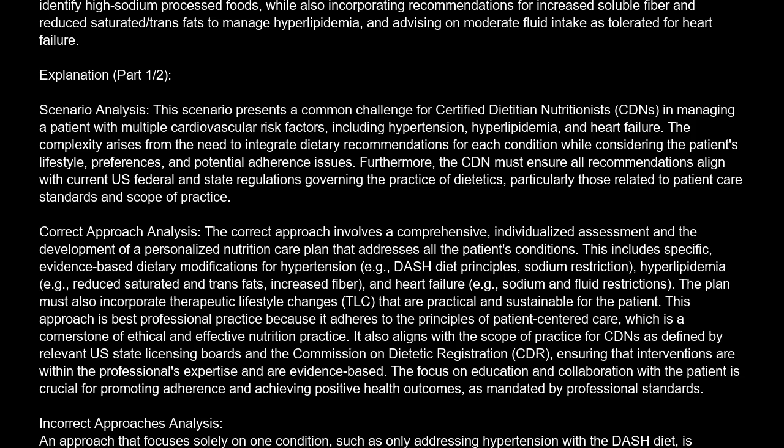This approach is best professional practice because it adheres to the principles of patient-centered care, which is a cornerstone of ethical and effective nutrition practice. It also aligns with the scope of practice for CDNs as defined by relevant U.S.